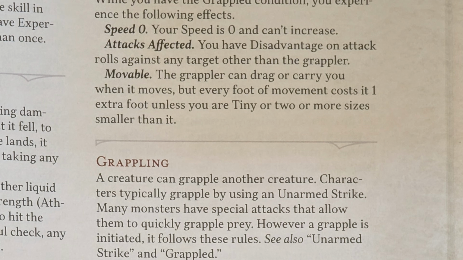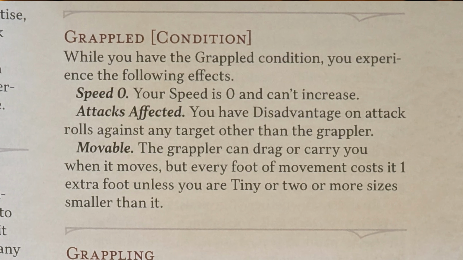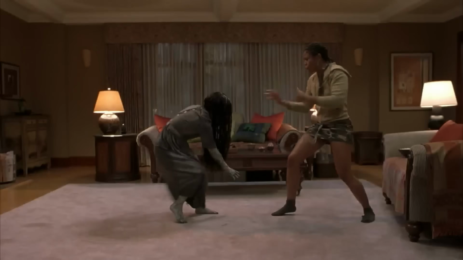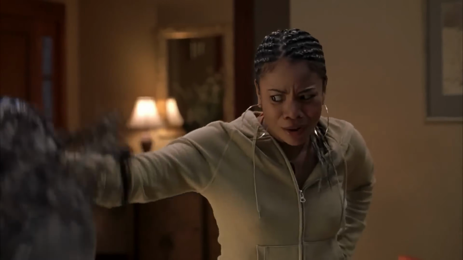In the 2024 rules, you have a speed of 0, you can be moved by the grappler, and you now have disadvantage on attacks against any target that is not the grappler. So you can attack the person grabbing you normally, but if you try to attack anyone else, you have disadvantage.